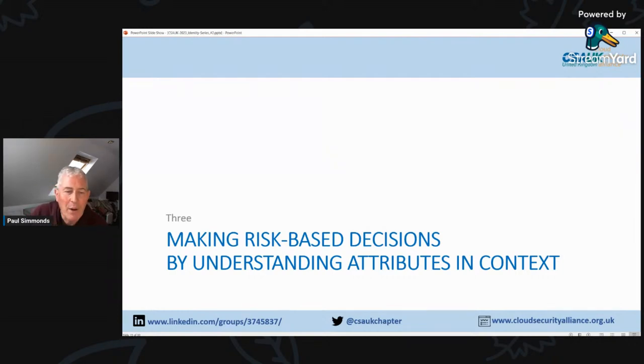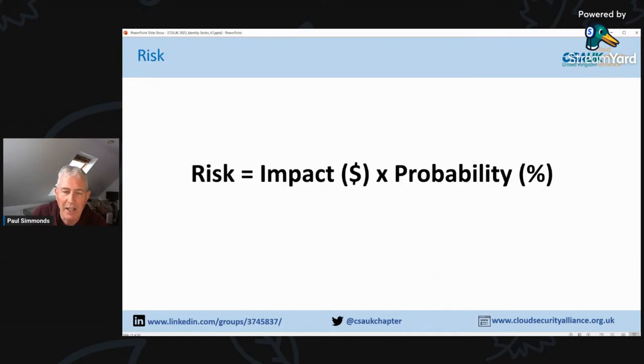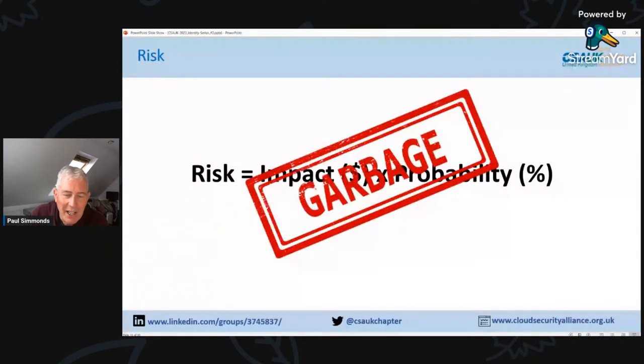So how do we make risk-based decisions by understanding attributes in context? I'm sure that we've all seen this. It's the standard one that we trot out when we're doing risk. Risk equals impact, usually in dollars, times the probability of the thing happening. And I'm here to tell you today, it's garbage. It is not how we do risk. It is a complete and utter waste of time. Why?